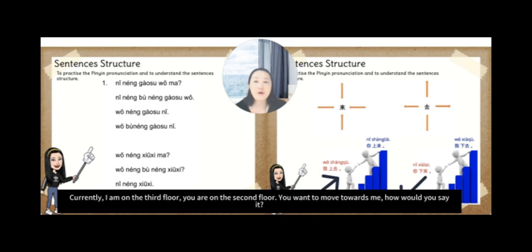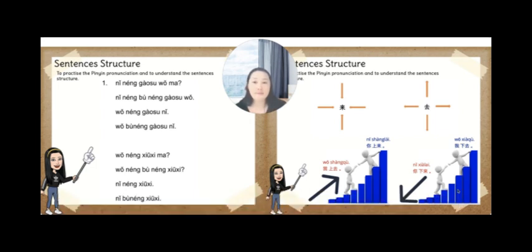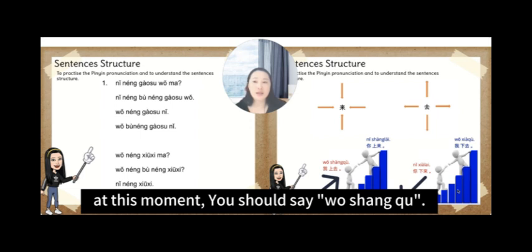Once again, I am on the third floor and you guys are on the second floor. So you want to move towards me. How would you say it? Please take some time to consider it. Okay, so at this moment, you should say, 我上去, right? This guy is I. I'm at the higher place. And you guys are at the lower place. So you want to move towards me. So you should say 我上来, right?